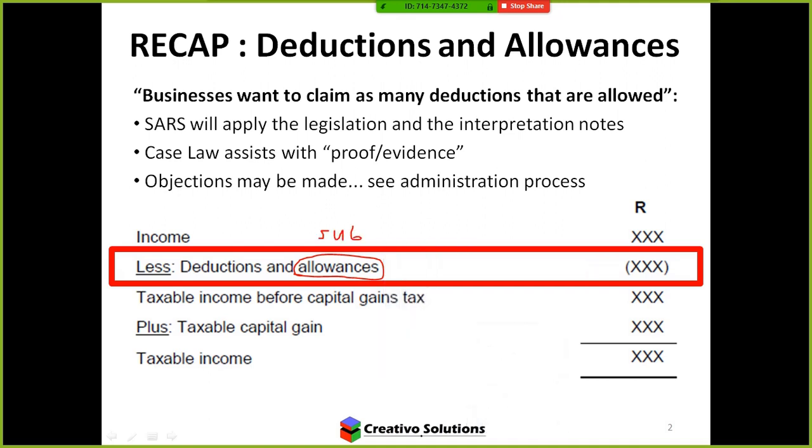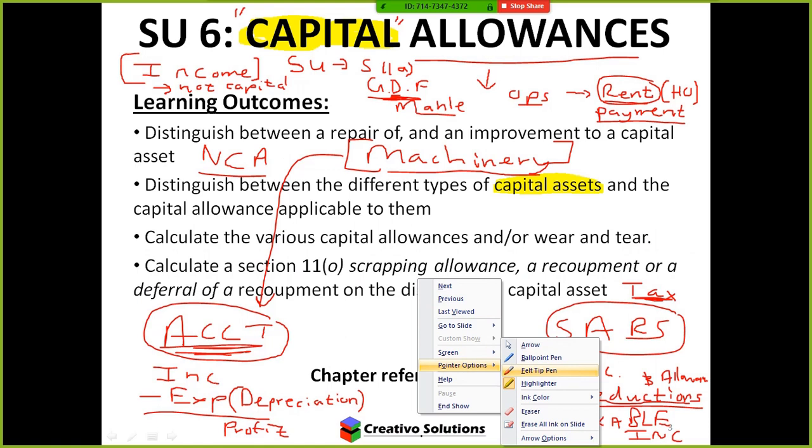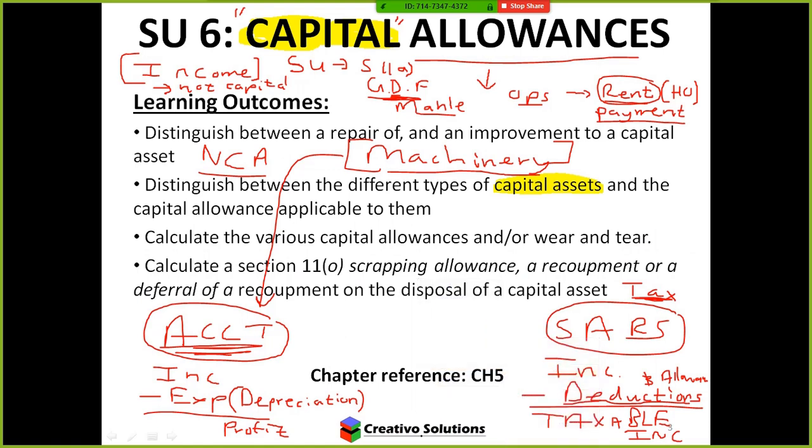Does that kind of make sense in terms of what a deduction is and how it relates to an allowance? Yes, it does. Okay, perfect. I'm just trying to recap some of the previous units' content so that you've got an idea of how the system fits in.